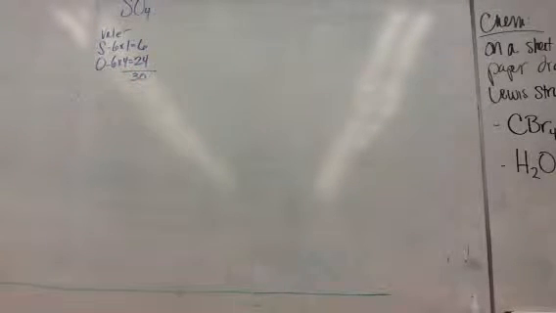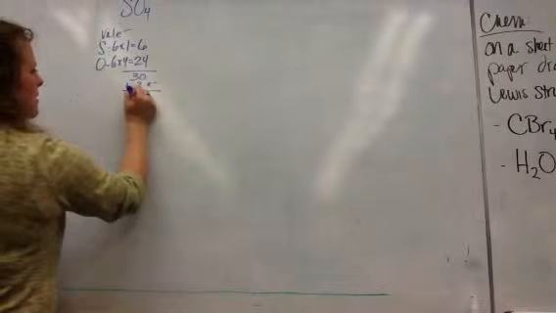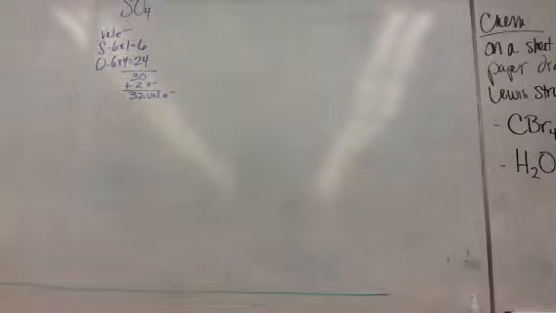There's one more thing we have to do, though. This is not neutral. It has a 2 minus charge. So we add 2 electrons. So we have 32 valence electrons.